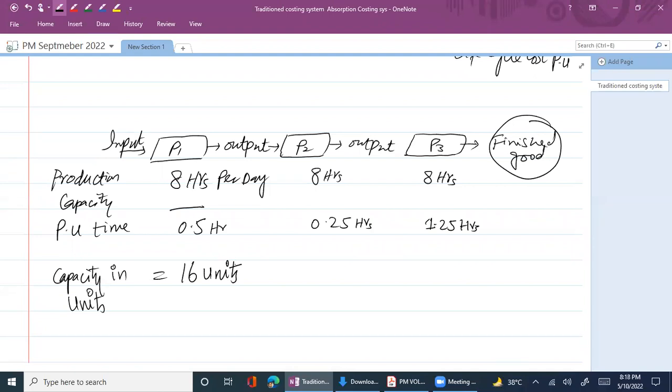Are you getting the points I am saying? That in one day, process 1 is able to complete its work for 16 units. And if we divide 8 by 0.25, it means that process 2 can complete the task of 32 units. And if we divide 8 by 1.25, what will be the answer? So how many units can be completed using process 3?